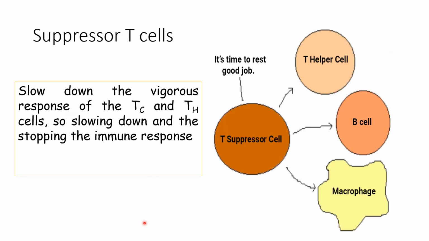Then we have the suppressor cells or the regulator cells. They are responsible for slowdown of the vigorous response of cytotoxic and the helper cells during the mediation of phagocytosis and the lysis of the cells. So the slowing down and stopping of the immune response is brought by the T cell, that is suppressor cells. It acts on T helper, B cell, macrophages, and even the cytotoxic cell.